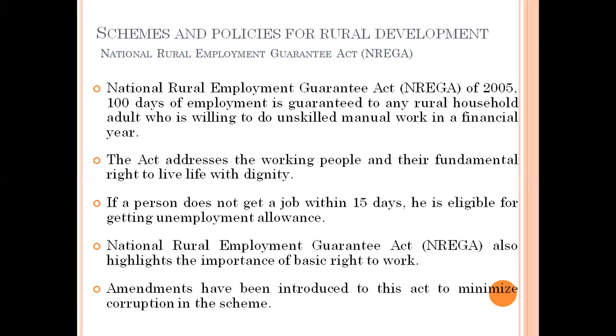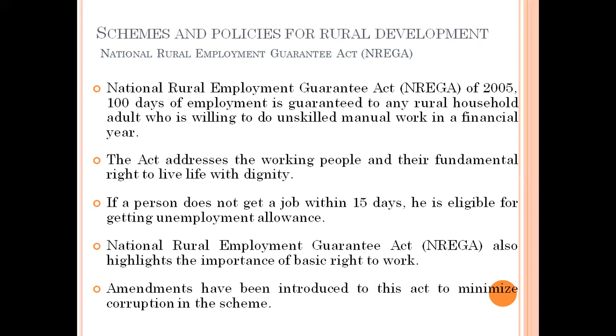The aim of this scheme was to enhance livelihood security in the rural areas by providing at least 100 days of wage employment in a financial year to every household whose adult member volunteered to do unskilled manual work. If a person is not getting a job within 15 days, he is eligible to get unemployment allowance. It also highlights the importance of the basic right to work, and amendments have been introduced to this act to minimize corruption in this scheme.